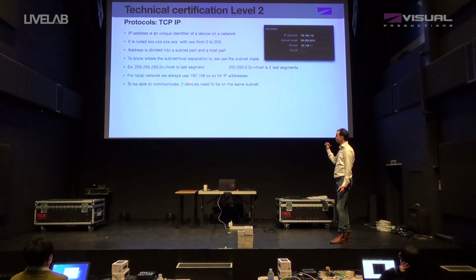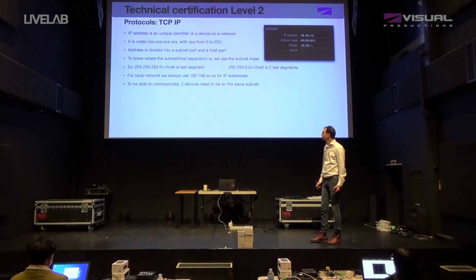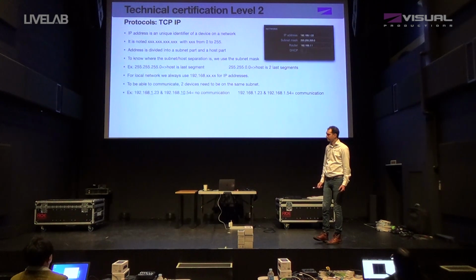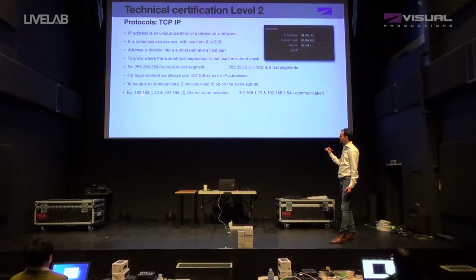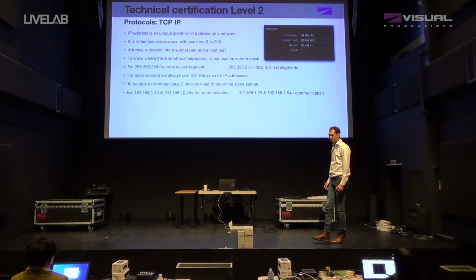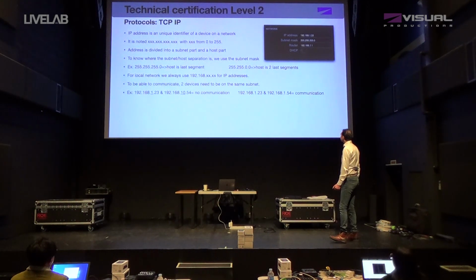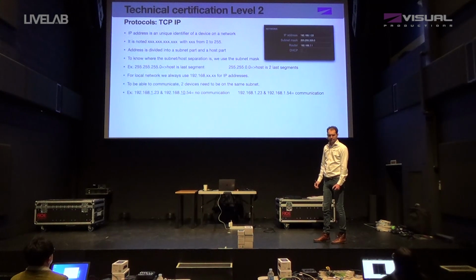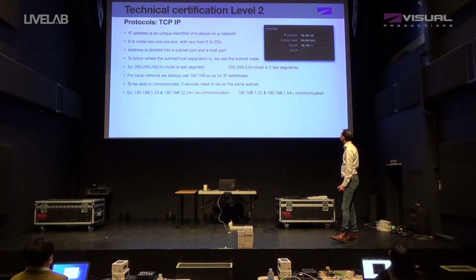So to be able to communicate, two devices need to be on the same subnet. So in this example, you can see that it's 192.168.1 and 192.168.10. So it's not the same subnet, so they cannot communicate. And on the second example, we have 192.168.1 on both of them, so then they can communicate.